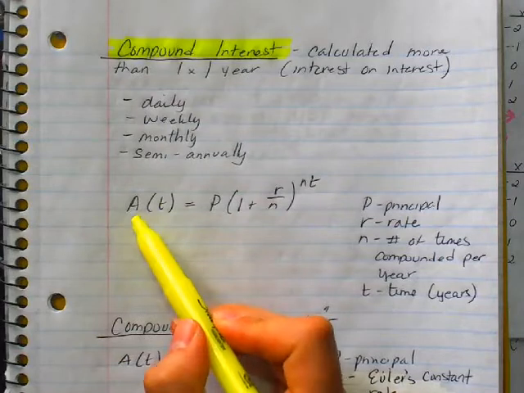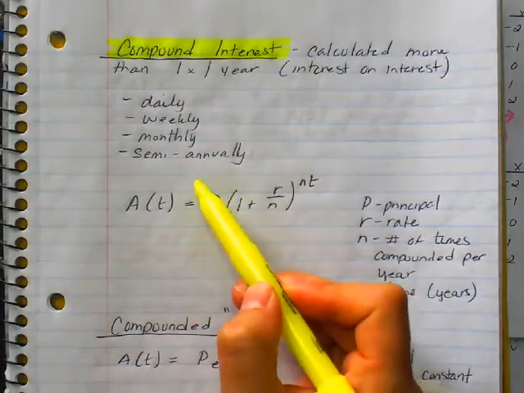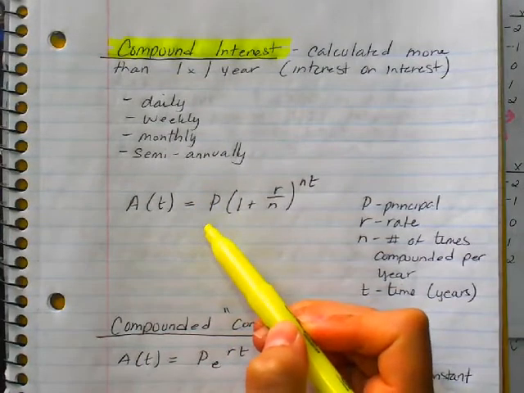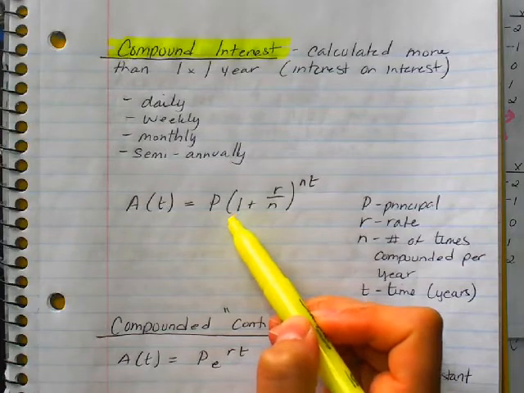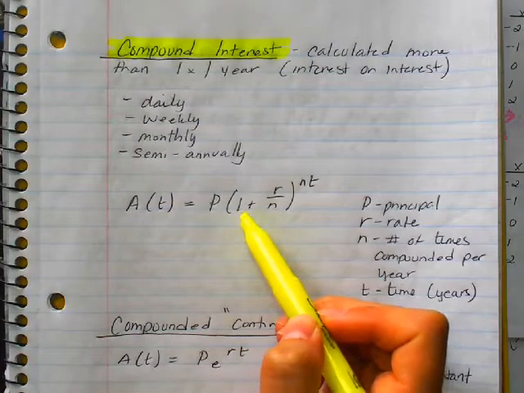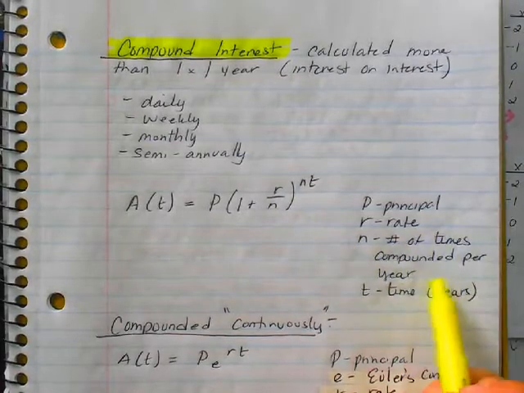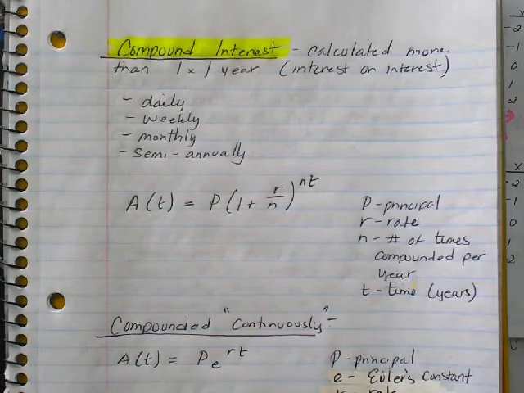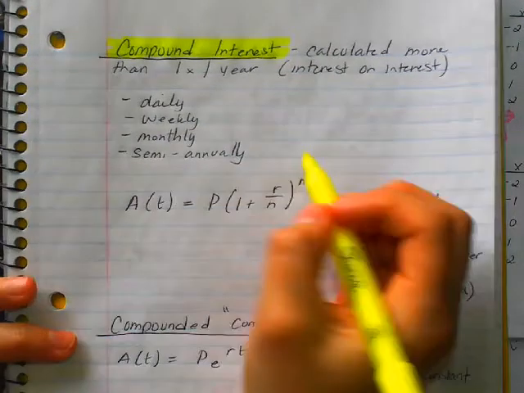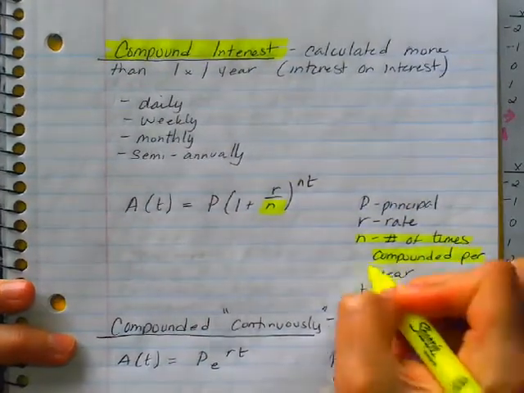So the formula is the amount over time, where time is in years, is your principal, the original amount you borrowed or invested, times 1 (that could be like 100% of your principal) plus the interest rate divided by n, where n is the number of times it's compounded per year, raised to the nt power. The number of times it's compounded per year, that n, is going to be given to you based on the wording of the question.